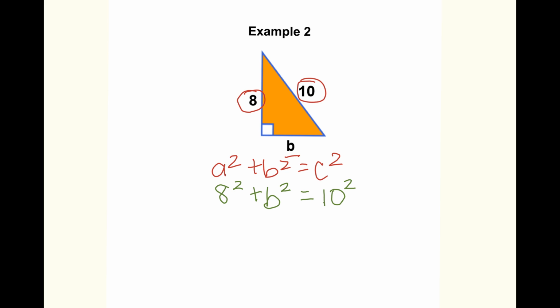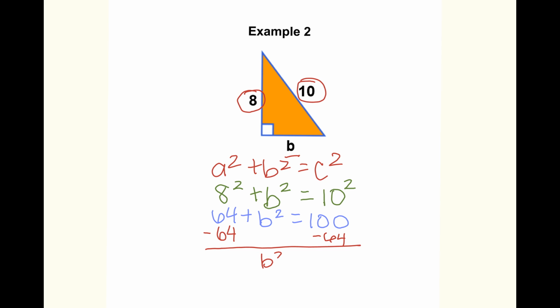I know 8 squared, so that's going to be 64. The b squared I still do not know, that's what I'm solving for. And 10 squared is going to be equal to 100. So now solve it like we do when we solve our equations. I know that I'm going to be taking 64 plus whatever that value of b squared is, and that's going to equal 100. To help us, we can subtract the 64 from both sides, because that's going to really tell us how much is left over for that b squared.